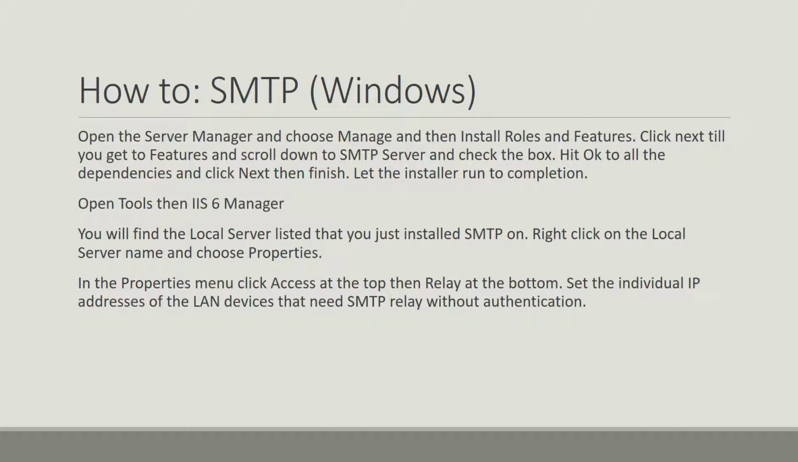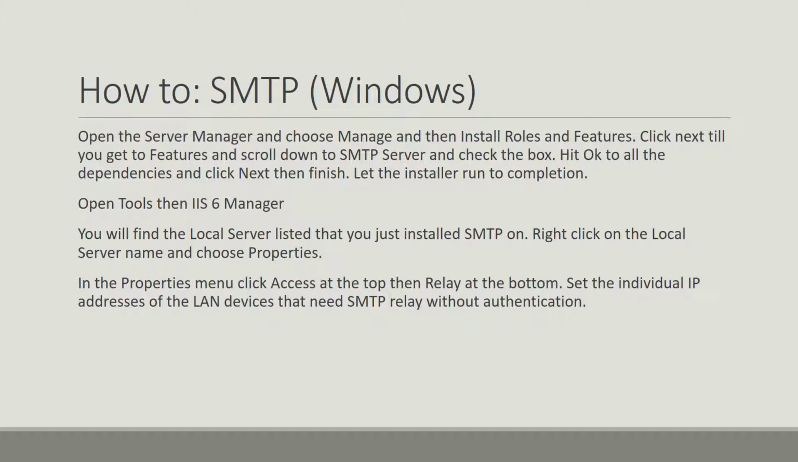How to set up SMTP on Windows. You need to open Server Manager, choose Manage, and then Install Roles and Features. You also need to click next until you get to Features and scroll down to SMTP Server and check the box. Then you need to hit OK to all the dependencies, click next, then finish. You let the installer run all the way to completion before moving on to the next step.